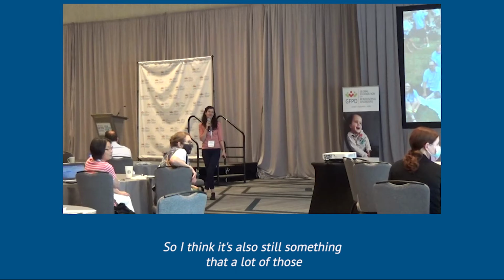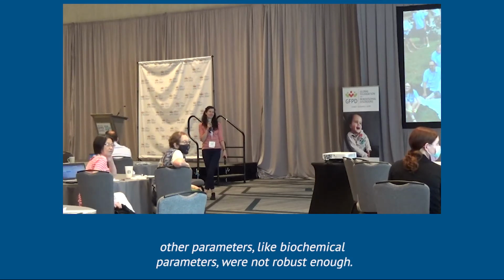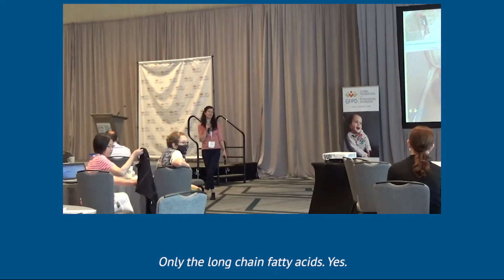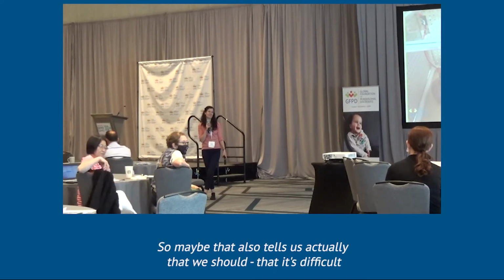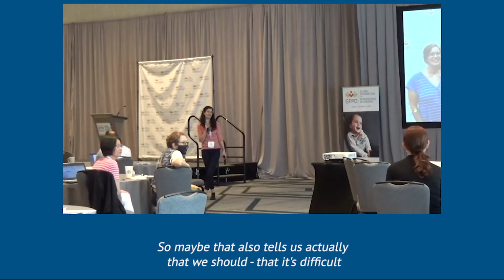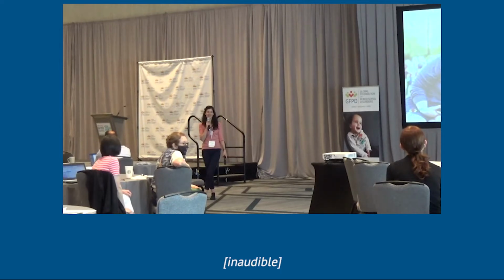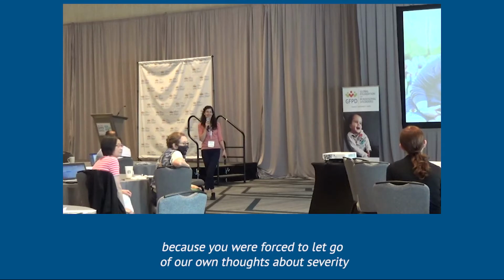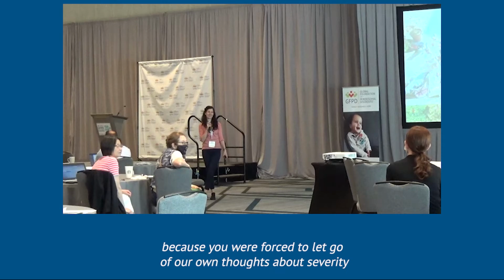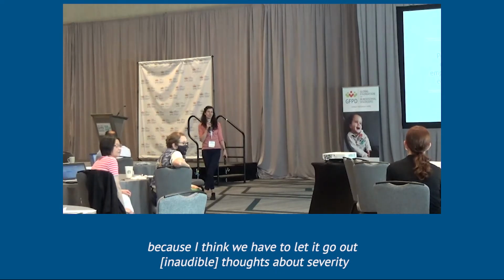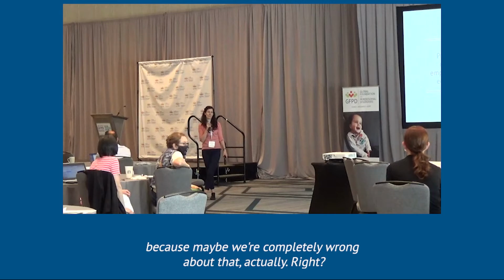So I think it also tells something that a lot of those other parameters, like biochemical parameters, were not robust enough, only the very long chain fatty acids. So maybe that also tells us that it's difficult, at least, to predict severity based on our traditional biochemical parameters. So we probably need new parameters. That was why I also really like the last approach, because then you're really forced to let go of our own ideas and thoughts about severity, because maybe we're completely wrong on that, actually.